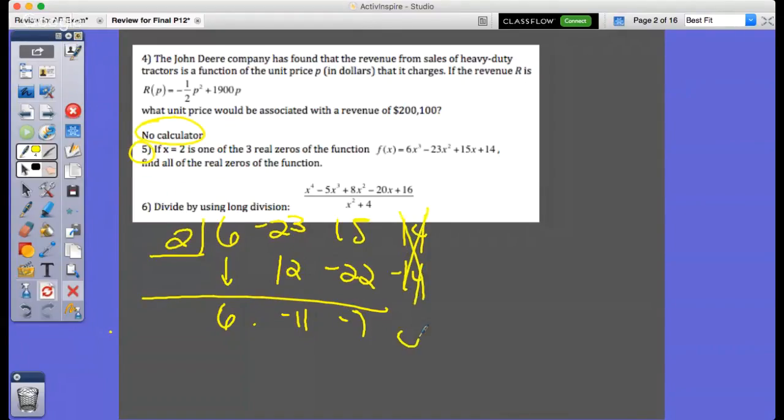Is that surprising? No. Why? Because it told us 2 was 0. That's right. If you got something other than a 0 and it tells you it's a 0, you did something wrong. Okay? So you got 6, negative 11, and negative 7. So what do I do with this? 6x squared minus 11x minus 7. Good. So what do I do with this part? Factor it out, if we can.